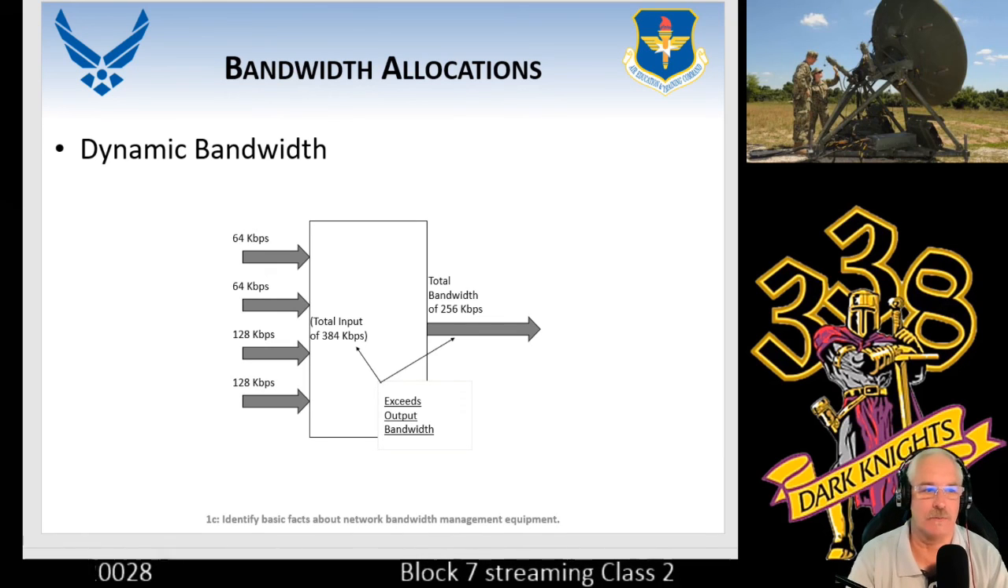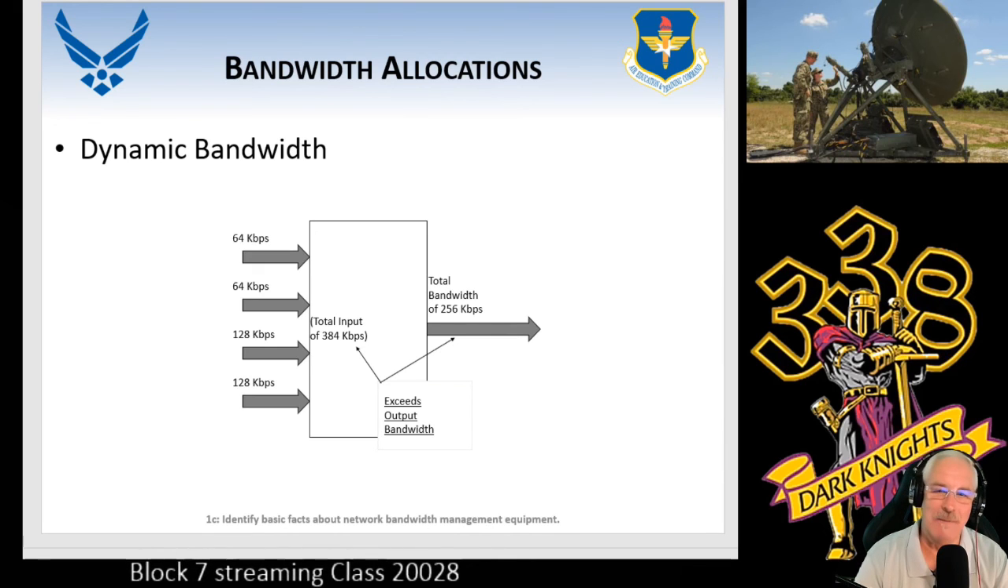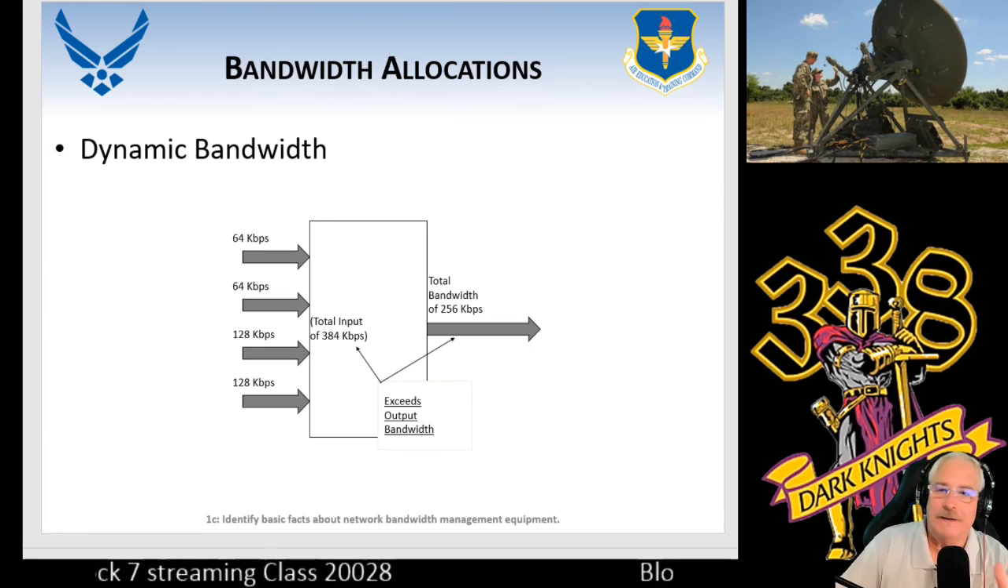In this case, we've got assigned 2 64Ks. However, we got 2 128s, and that's a big problem. The 128 exceeds the 256 output. So at this particular point, even though it's dynamic, you're going to run into some major problems. That's the problem you have with dynamic.